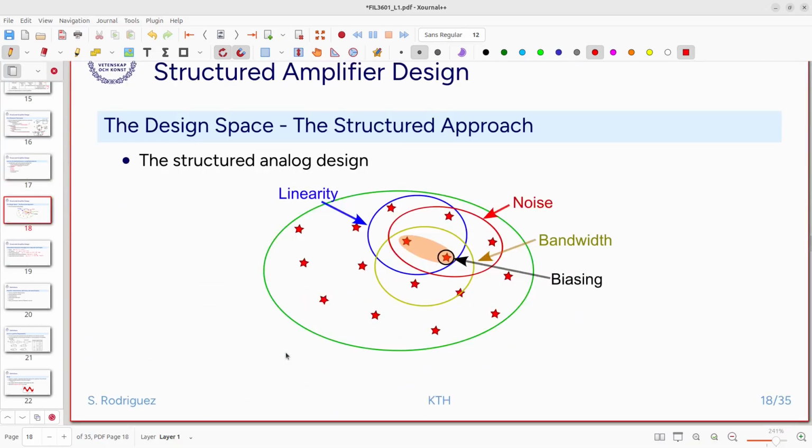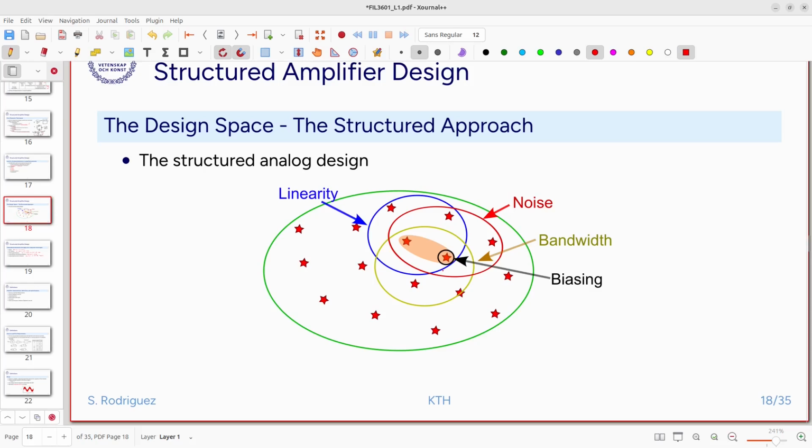So if we come back to the structured design that we are going to use, we are going to take into consideration these three main details. First, the noise. Some part of the circuit will contribute noise to the system. We are going to focus on that part. Then another part of the circuit will contribute more to linearity. We're going to focus on that part separately.